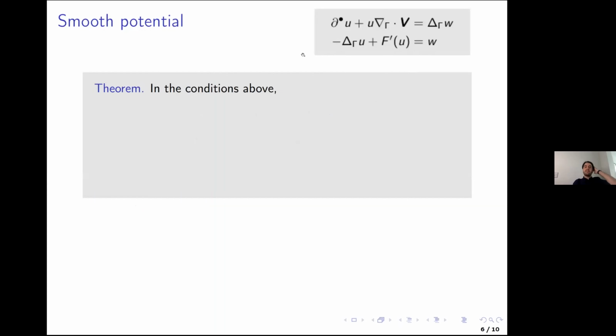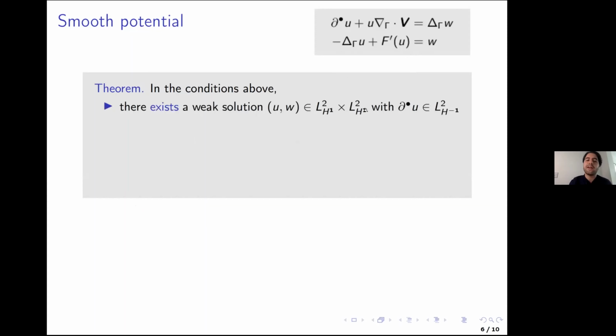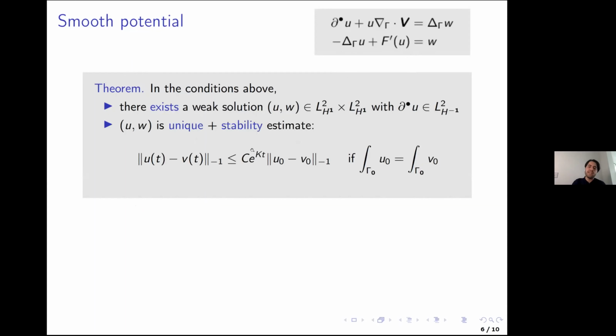And what we proved for this, in the case where F is a smooth potential, is existence of some weak solution in the appropriate spaces. And we prove uniqueness and a stability estimate for the problem, right? So just some comments here. I didn't tell you what a weak solution is, but for those of you who work in PDEs, you know exactly what it could mean by looking at the problem, right? It's just the classical, everything would make sense in the classical Hilbert setting.